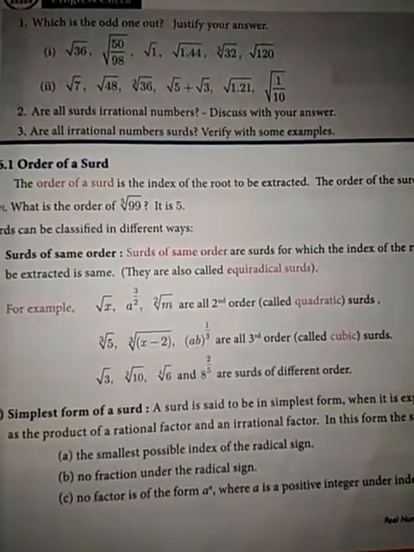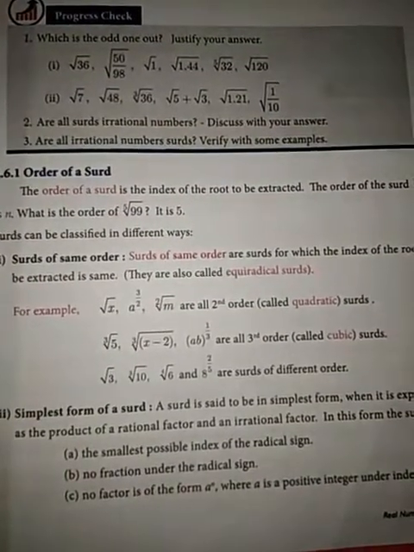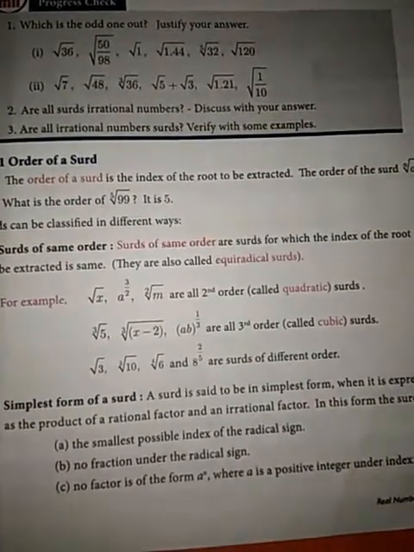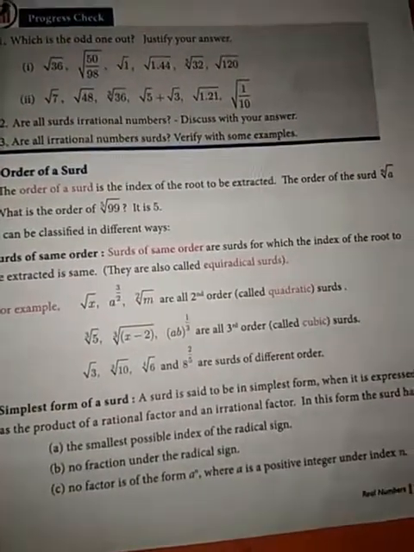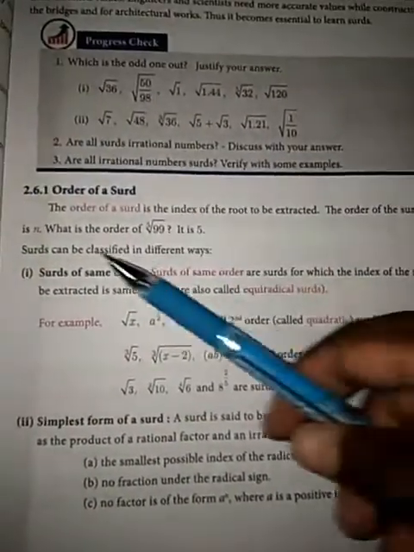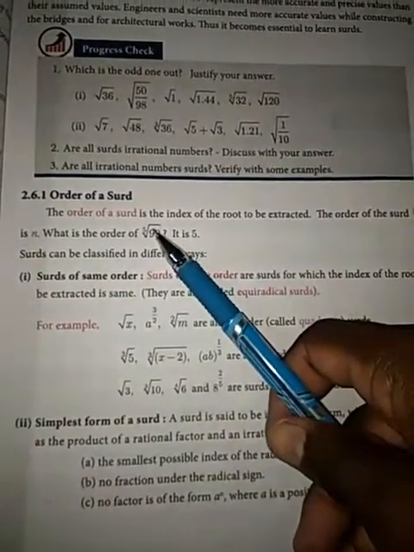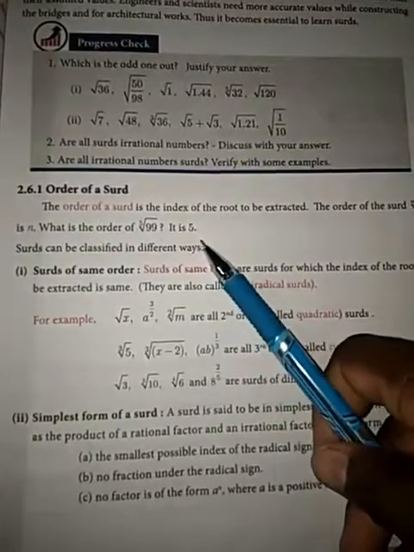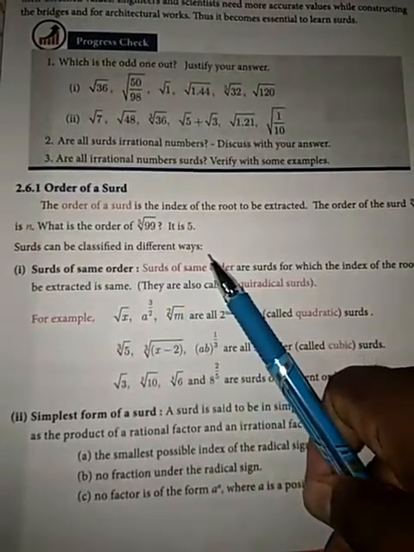Next we are going to see the order of a surd. The order of a surd is the index of the root to be extracted. The order of the surd, nth root of a, is n. So what is the order of the fifth root of 99? It's order 5. Surds can be classified in different ways.